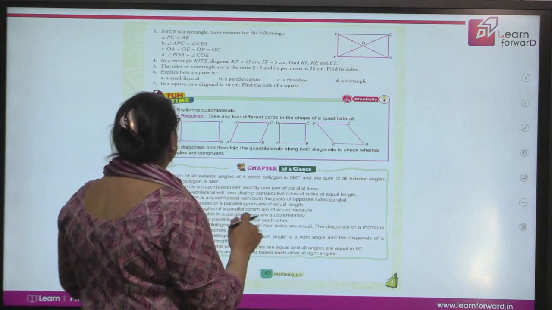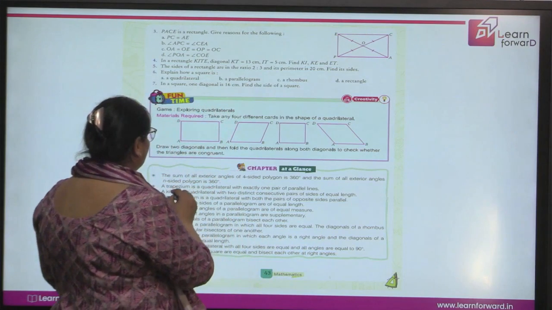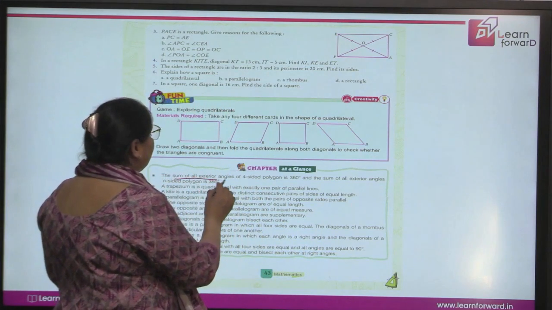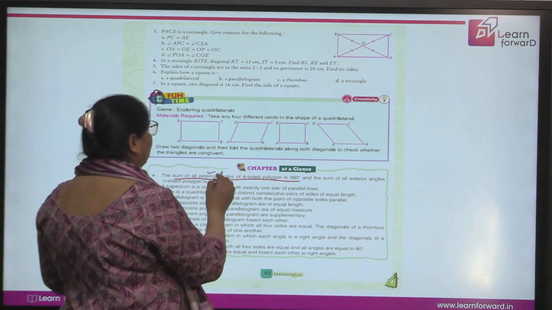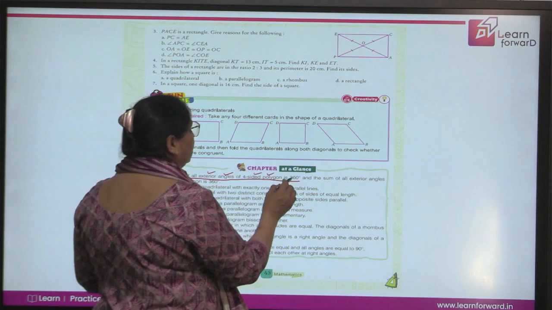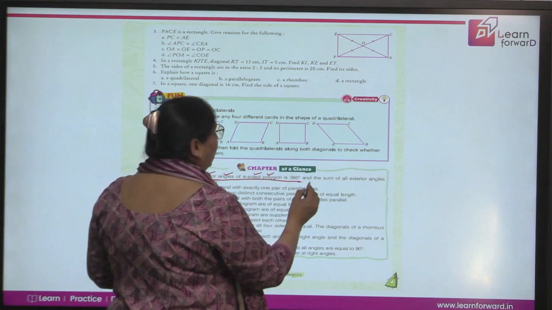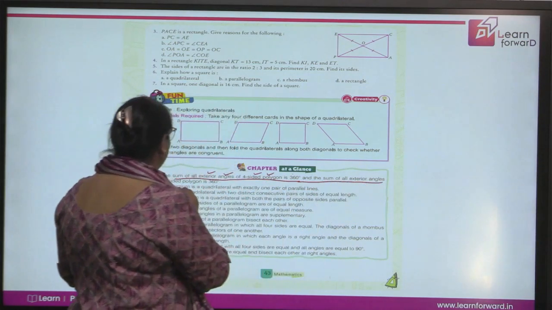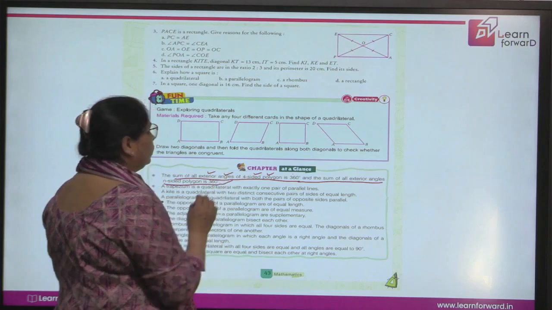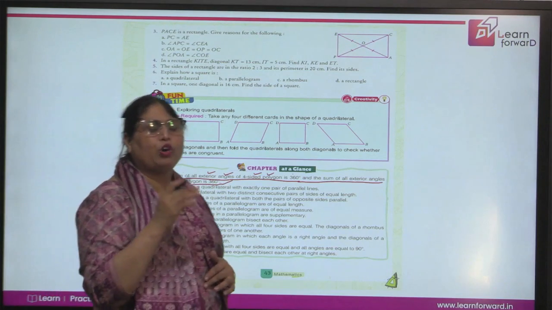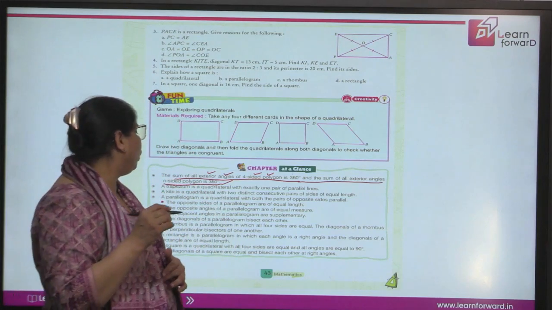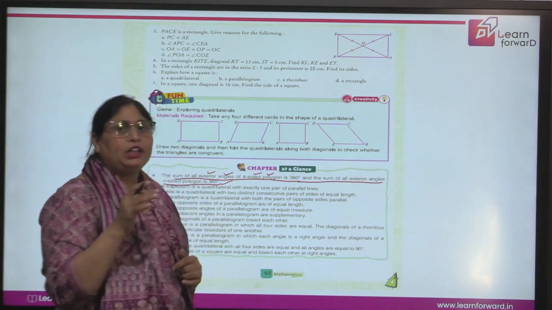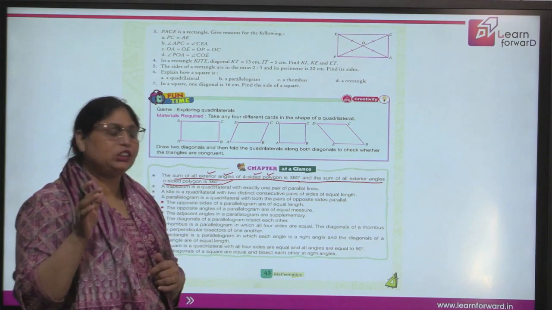Now, what we have learned is that the sum of all exterior angles is 360 degrees. The exterior angles of a four-sided polygon sum to 360, and the sum of all exterior angles of an n-sided polygon is 360 also. That means the sum of all the exterior angles of any polygon, regular or not, is always 360.